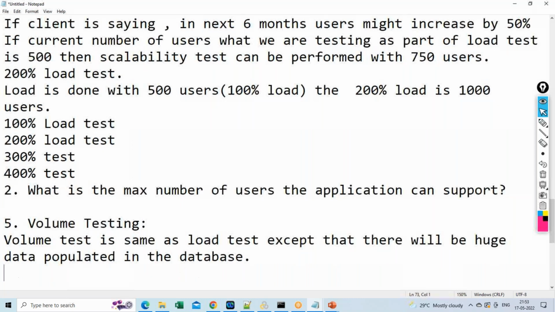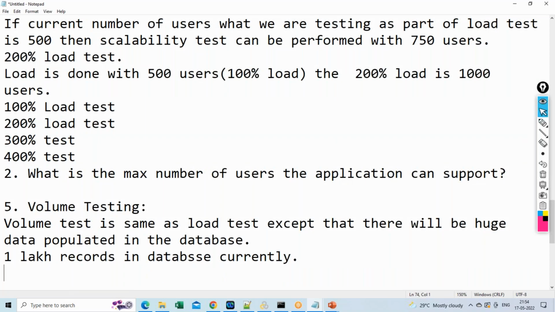So what does this mean? Volume test is exactly same as load test. There is no difference. We will run with the expected load. We will run for 1 hour. We will verify the same SLA, same thing. But the only thing is there will be change in terms of data that is present in the database. So let's assume currently, for 500 users, there are 1 lakh records in database.